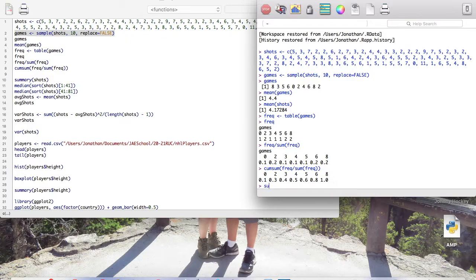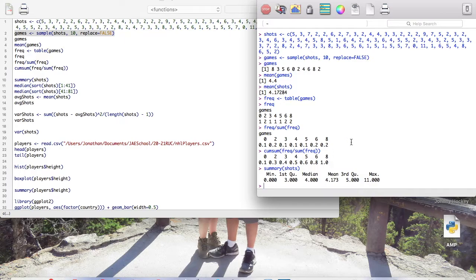Okay, then we can also call a function called summary, and that gives us a couple of values. If we call summary on the entire shots vector, we get the minimum value, which is 0, so 0 shots per game. The maximum value, we can see here, is 11 shots per game. And then we get these 4 values in the middle. So we have the mean, the average, which we'd already said was about 4.17. And then we have these other 3: the median, the first quartile, and the third quartile.